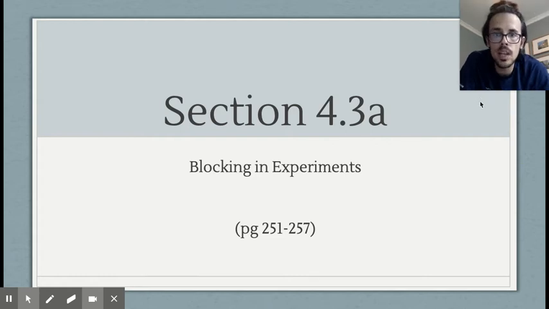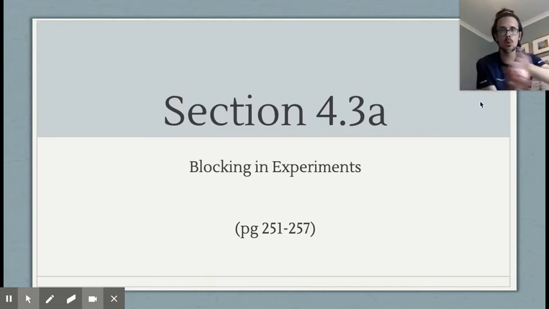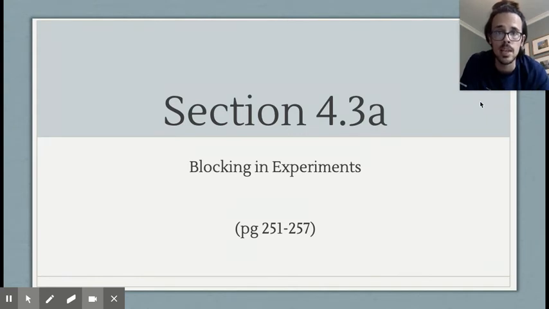Okay, so before we get into the actual content of our lesson for today, I want to talk just really briefly about what I did with the section here. This topic on blocking and experiments is technically part of section 4.2 still, but I took this piece of the section and pushed it back so that when I give you guys a quiz over 4.2, blocking will not be on it.